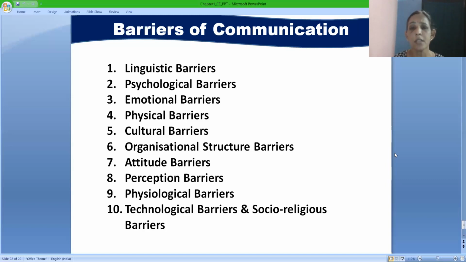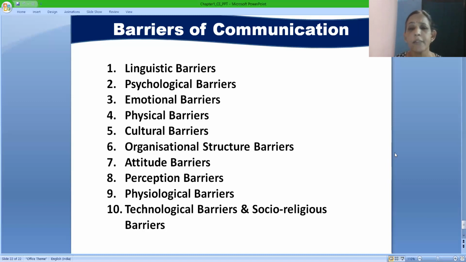Whenever the process is not in proper flow, if there is any kind of hindrance in your communication, that hindrance is called a barrier of communication. These barriers may vary from person to person, from place to place, or from situation to situation. Let us understand the common barriers, the different kinds of barriers which happen in day-to-day communication.